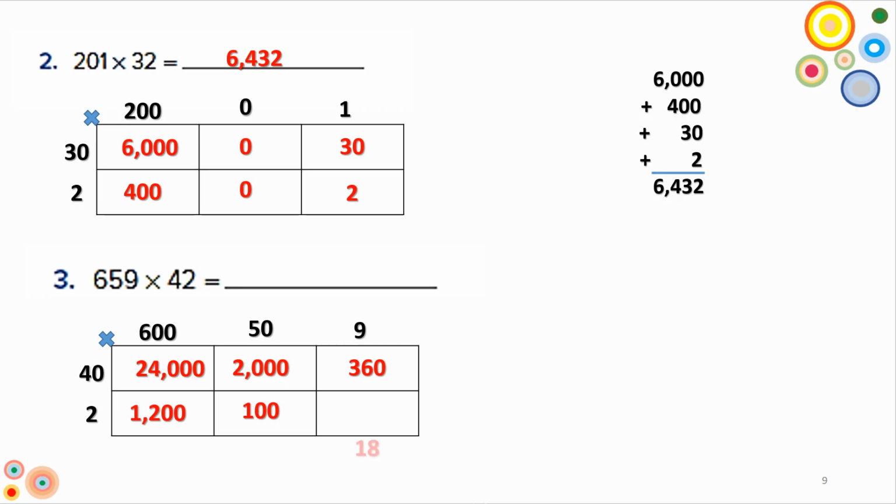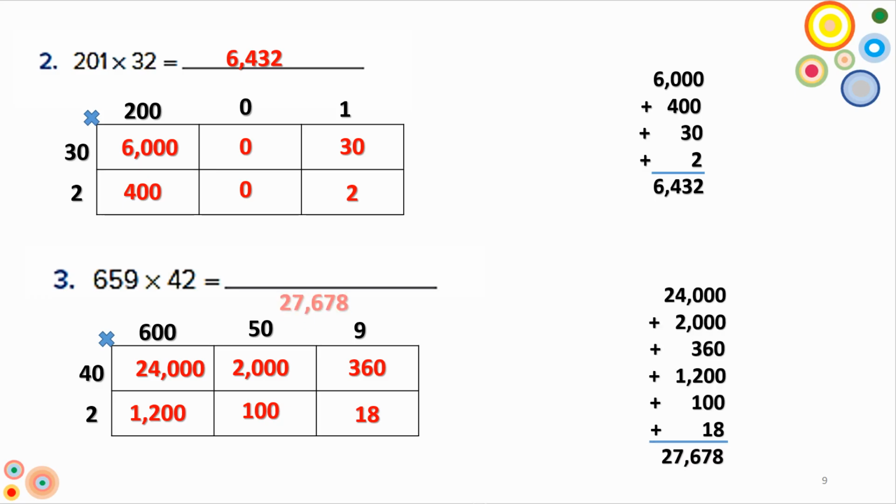2 times 9 equals 18. Sum of all of these products, it will be 27,678.